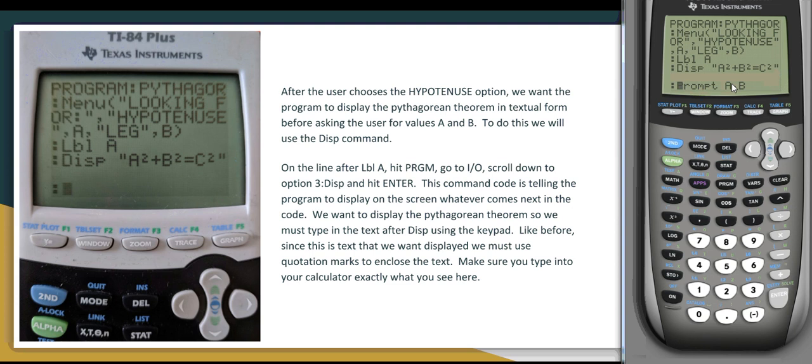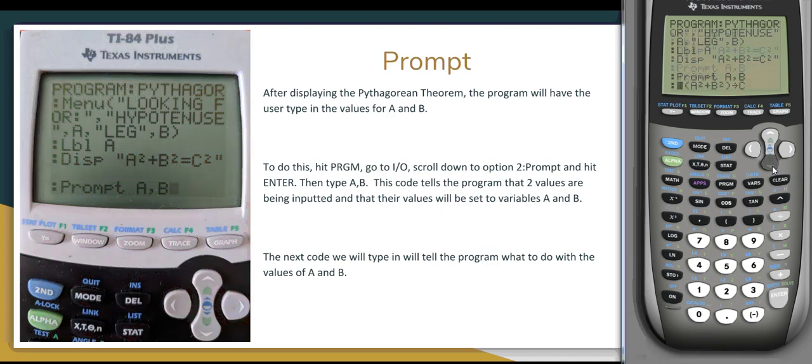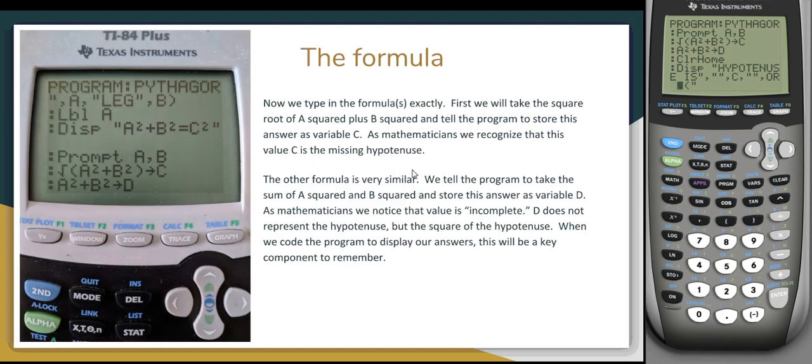Next, we would prompt values A and B. So these values, although this is just text, these are the actual variables. Once we know what variables A and B are, we'll have it run a formula. So we need to type in this actual formula. This one up here, square root of A squared plus B squared, will be stored as C. Notice this is not an equal sign. This is the arrow key found right here. Same thing, A squared plus B squared is stored as the variable D. Then we will clear home so that it clears everything on screen and begins at the top.